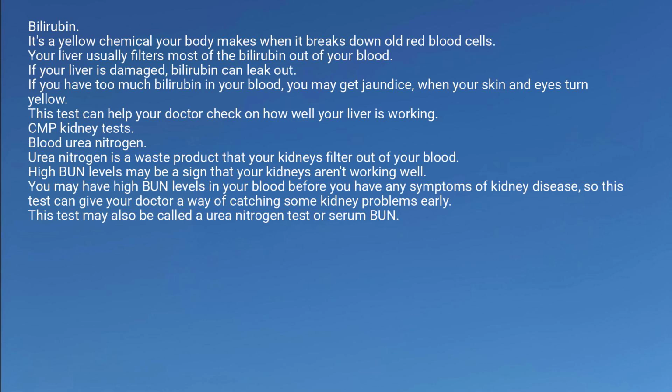Urea nitrogen is a waste product that your kidneys filter out of your blood. High BUN levels may be a sign that your kidneys aren't working well. You may have high BUN levels in your blood before you have any symptoms of kidney disease, so this test can give your doctor a way of catching some kidney problems early. This test may also be called a urea nitrogen test or serum BUN.